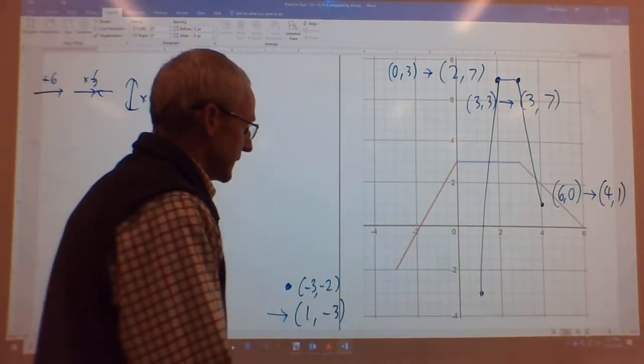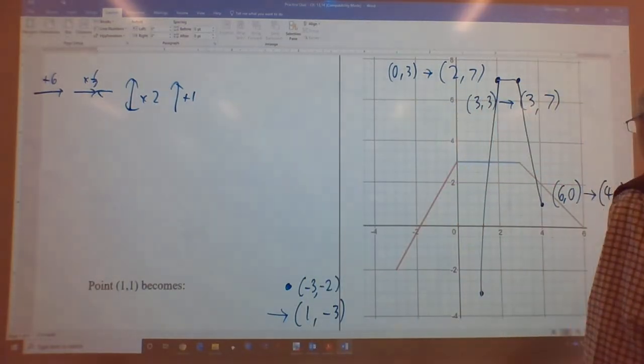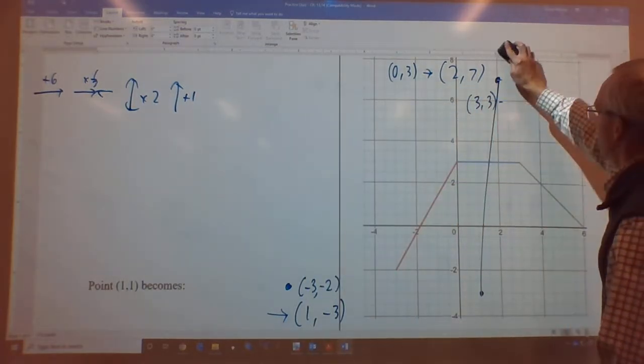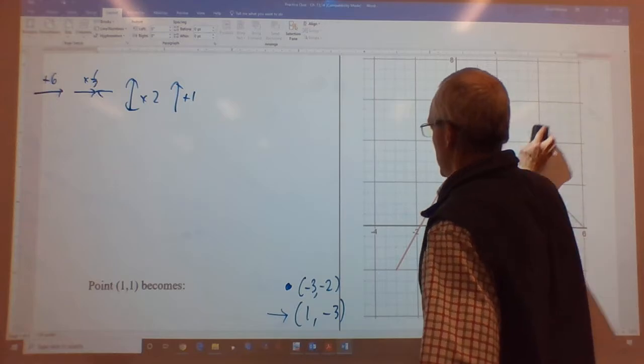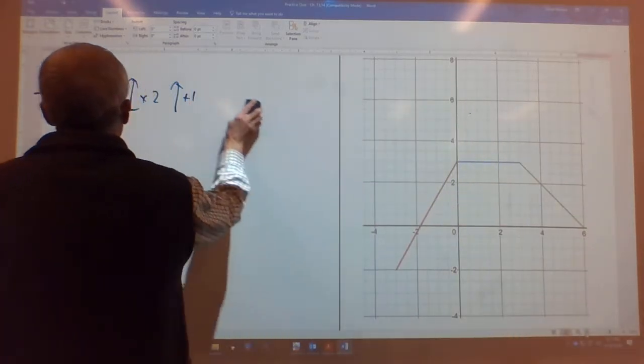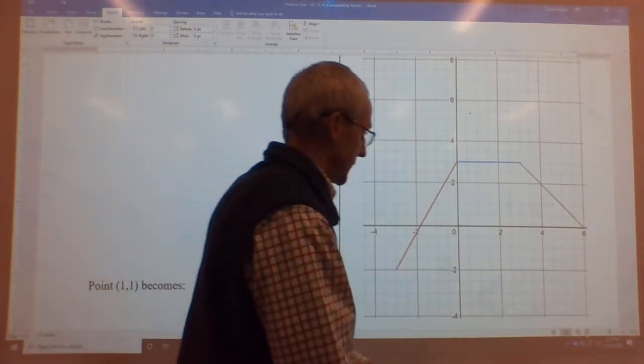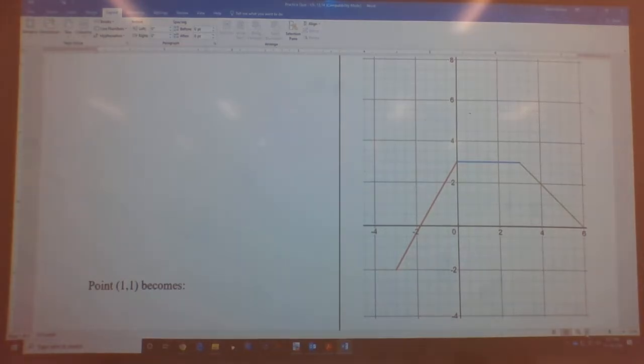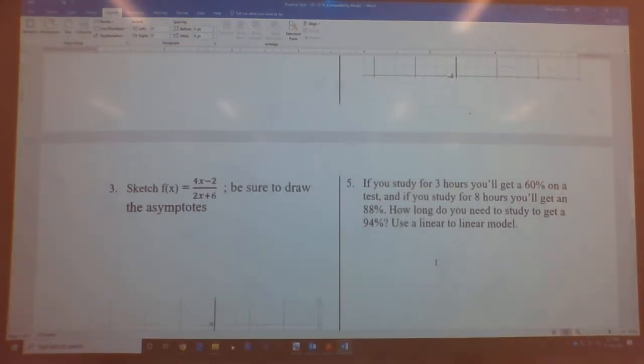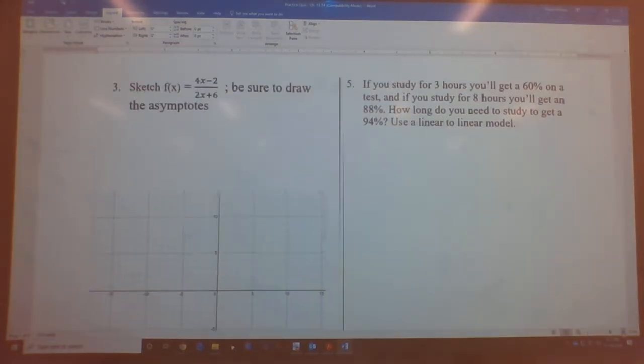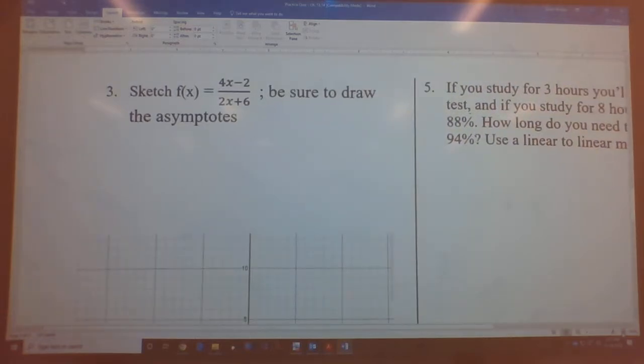All right. Good stuff. Let's move on to the next one. Let's see, next page. Okay, I can make it big again. Sketch that. Be sure to draw the asymptotes.